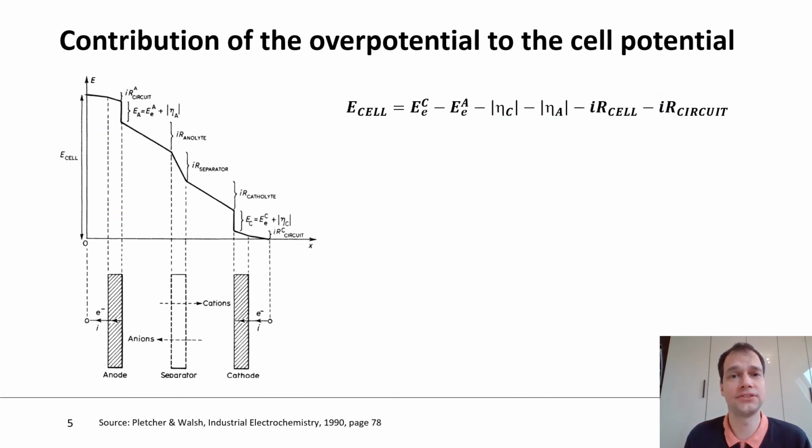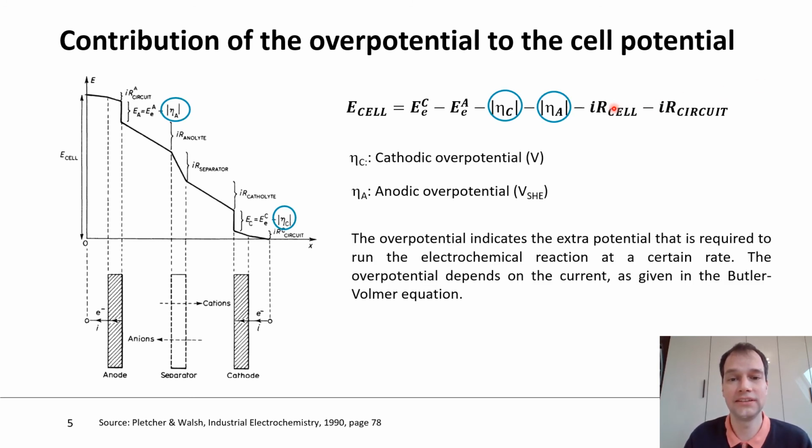Now, what's the relevance of the overpotential? The overpotential is a large contributor to the cell potential. At least in most cases, it's a large contributor. There are a few exceptions, but typically it is an important contributor. And we can see it here in the equation. We have the cathodic overpotential and the anodic overpotential, because of course in an electrochemical cell you have both a cathode and an anode, and both of them have overpotentials.